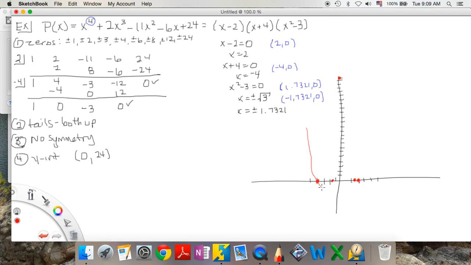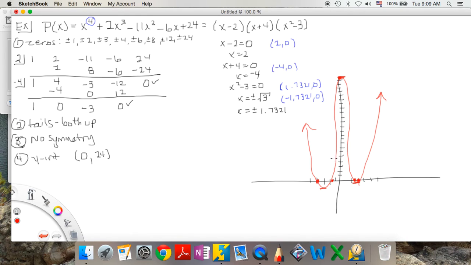and come down and around, and then I'm going to come up here and hit, and then here, and end up with some tails up. And that gives us a sketch of our graph. Now, you have to be careful because you're not quite sure where these minimum points are, or if this is the maximum here. You've got to kind of look at that and pay attention.